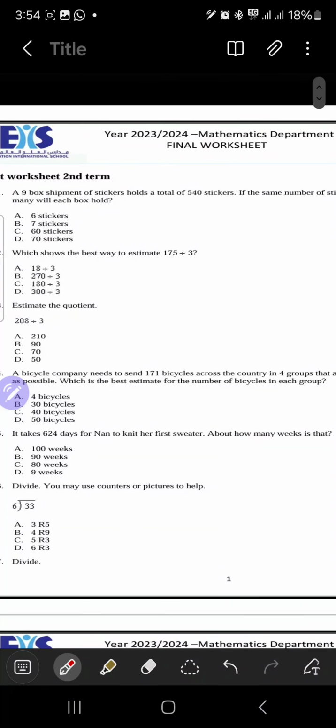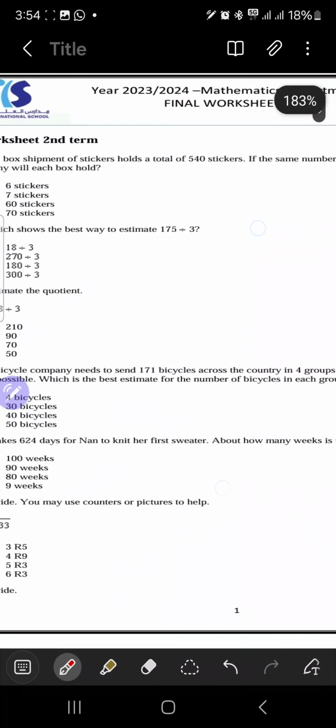We start revising our worksheet by selected questions, the most important that may be included in tomorrow's exam. May Allah bless you and give the strength and the willingness to do all the correct things. So let's start with the first question here.